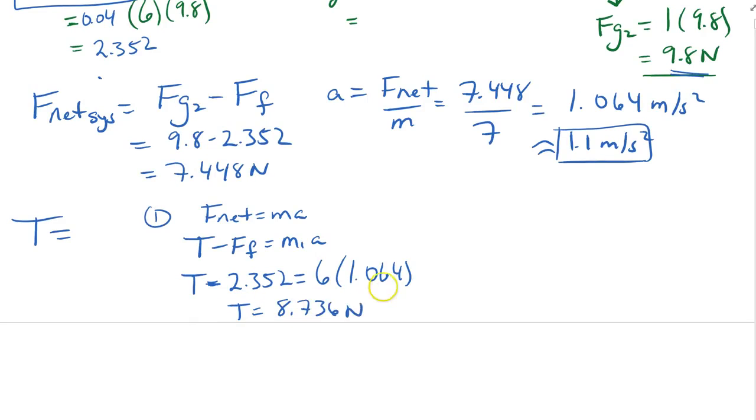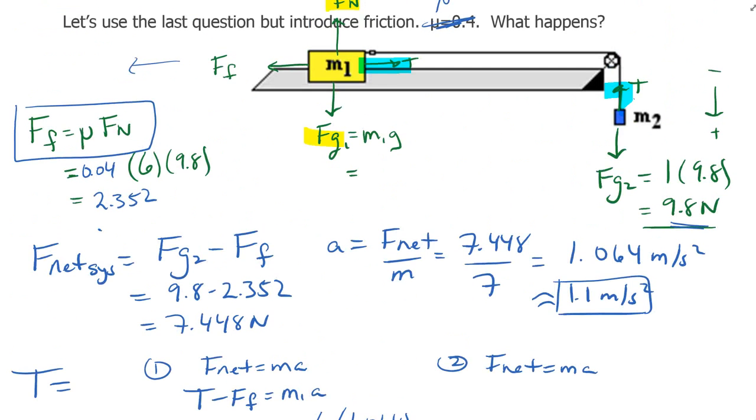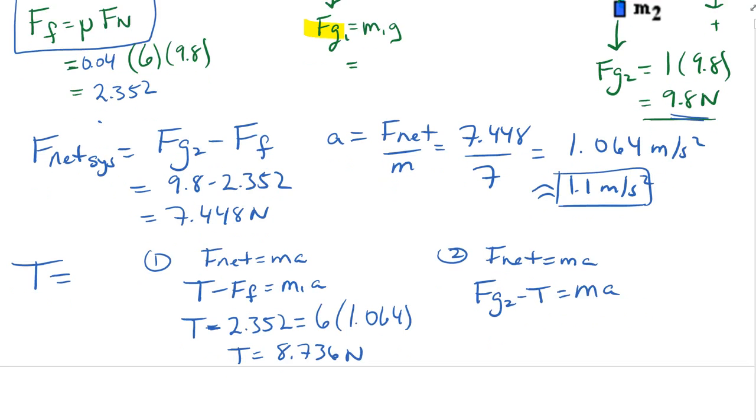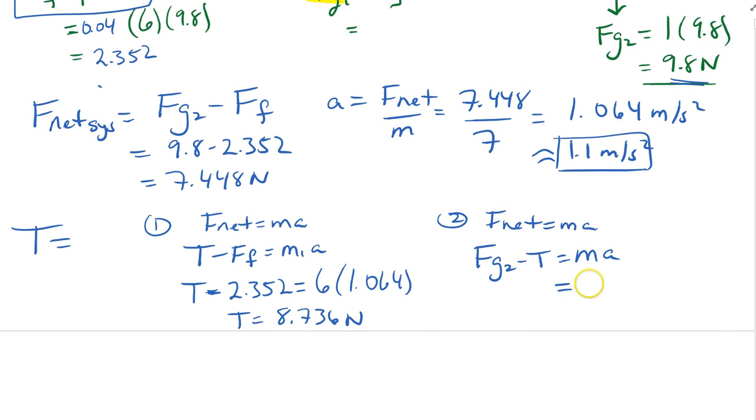And I get a final answer here of tension is 8.736 newtons. When I look at object number 2, and I do an F net equals ma statement for that one, I have force of gravity number 2, which is going in the positive direction, minus tension in the negative direction is going to be equal to mass times acceleration. The mass of that object is just 1, so I get 1.064 for m times a, and here I'm going to get 9.8 minus the tension force. So my tension force is, it's a good check, because I get the same answer.